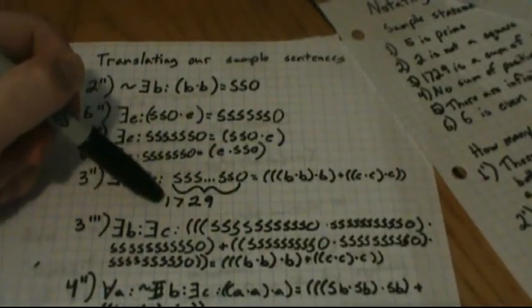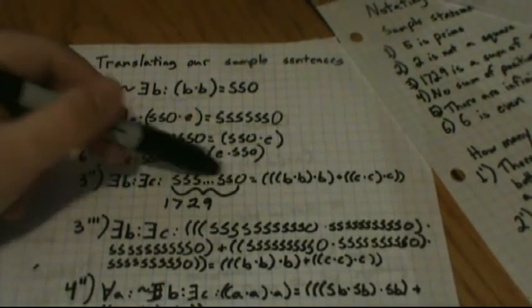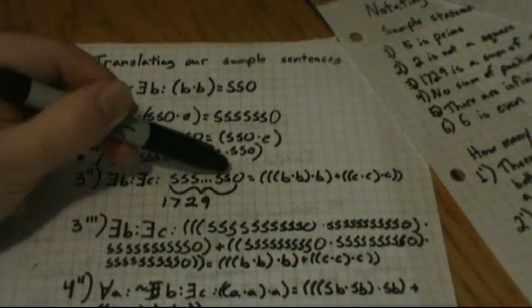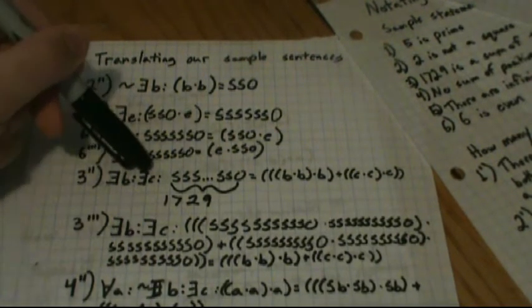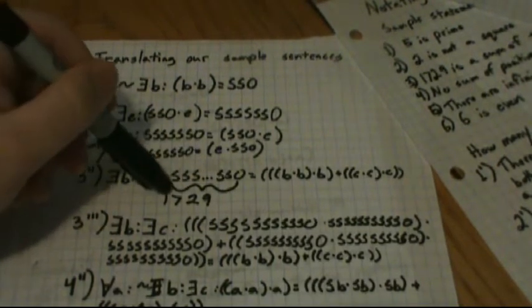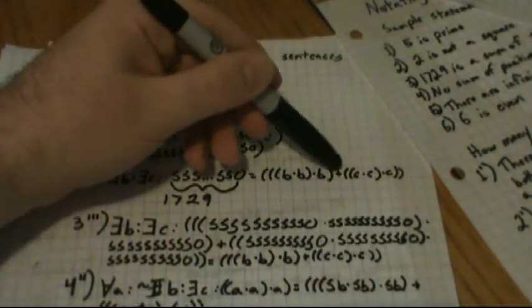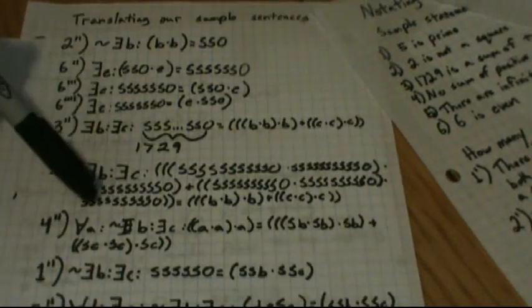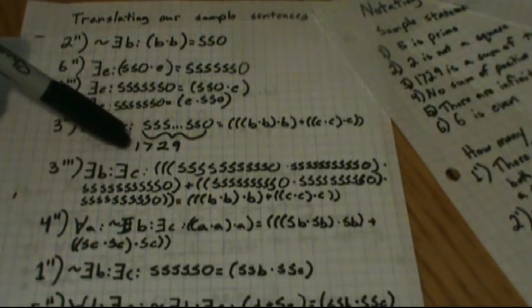1729 is a sum of two cubes. Unfortunately, 1729 is a large number, and I was certainly not about to write all of those s's out. So we have, there exists a b and a c, such that this large number, which is 1729, equals b times b times b, plus c times c times c. However, there are ways to say this that don't involve writing that gigantic number of s's.